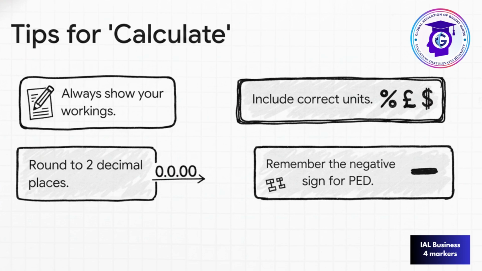Include the correct units. Don't throw away a mark for that. And please don't forget the tiny details, like the negative sign for price elasticity of demand. It's a classic trip up.